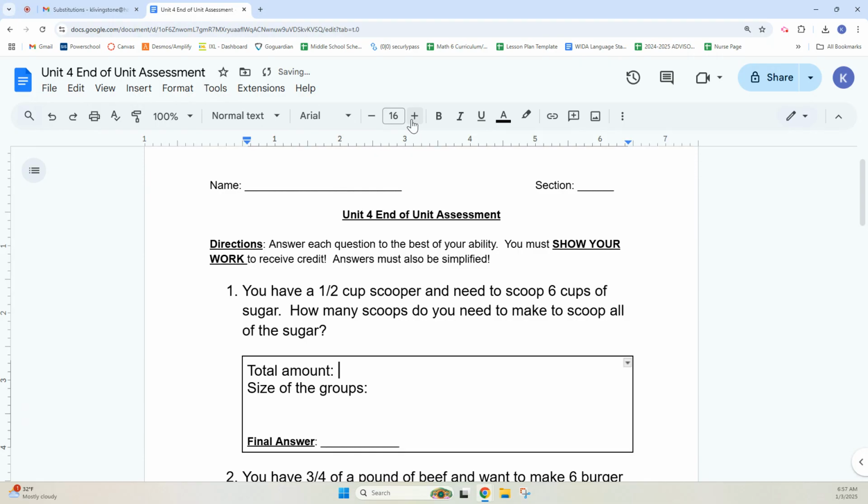So I want you to pause and think, what is the total amount of sugar that we are scooping? That is correct. The total amount of sugar that we are scooping is 6 cups. Now I want you to think, what is the size of the group? Each time we scoop, we are scooping a 1/2 cup, so the size of the groups is 1/2 cup.